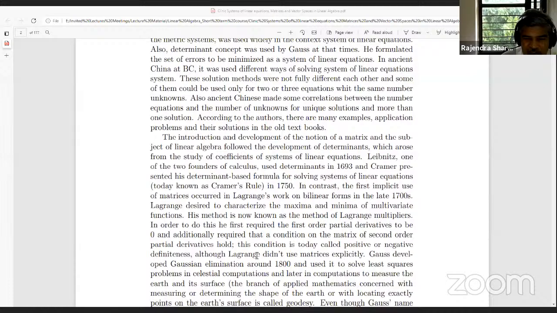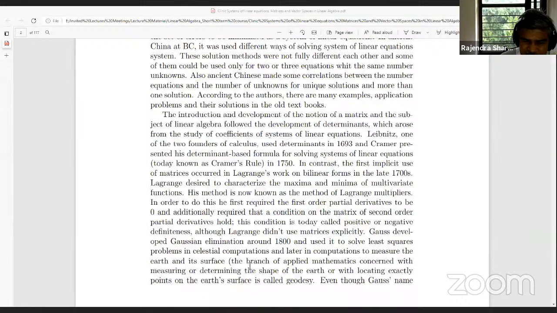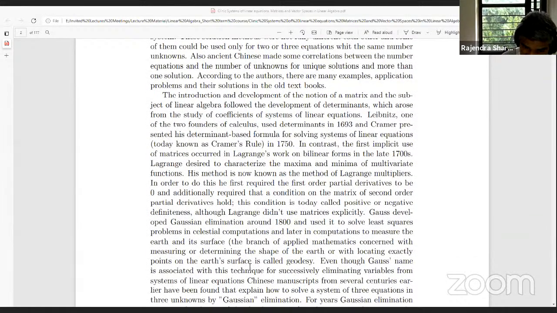Although Lagrange did not use matrices explicitly, Gauss developed Gaussian elimination around 1800 and used it to solve least square problems. So in celestial computations, and later in computations to measure the Earth and surface. And this subject is called geodesy. Is concerned with determining the shape of the Earth and locating exactly the points on the Earth's surface.